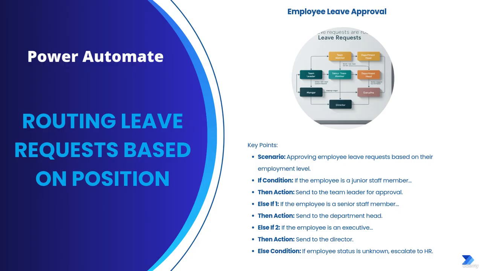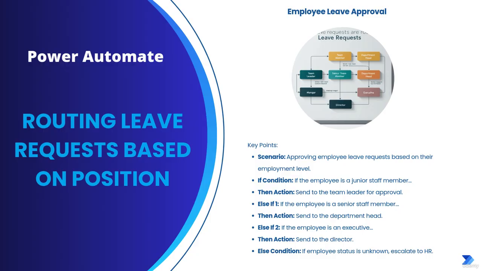Example breakdown. If condition: if the employee is a junior staff member, then action: send the leave request to the team leader for approval. Else if condition 1: if the employee is a senior staff member, then action: send the leave request to the department head. Else if condition 2: if the employee is an executive, then action: send the request to the director. Else condition: if the employee status is unknown, escalate to HR for manual review.